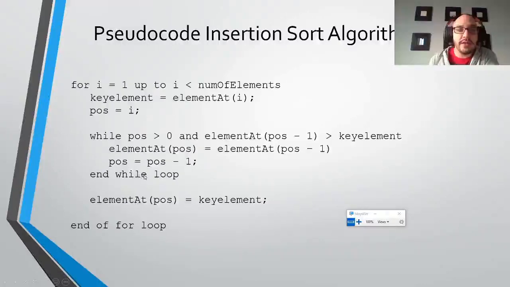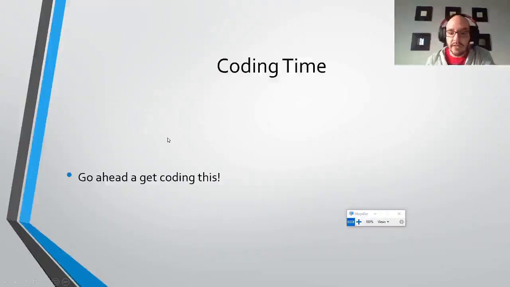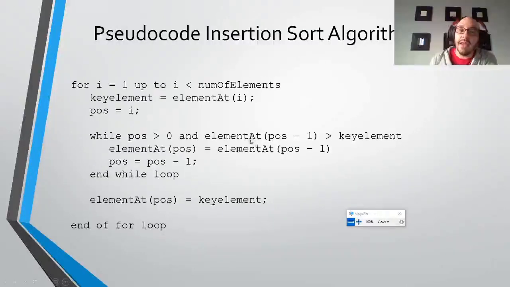So I'm going to do that how many times? Well, I'm going to do it as long as the position is bigger than 0 and the element at the previous position is bigger than the key element. Because if the element at the previous position is bigger than the key element, then that needs to be pushed back. So let's write that while loop. I have a while loop with two conditions: that the position is bigger than 0 and that the element at the previous position is bigger than the key element.